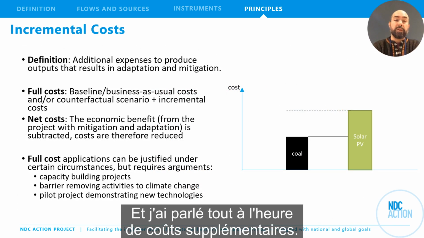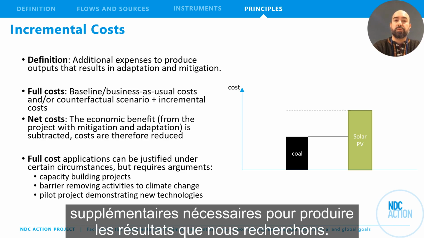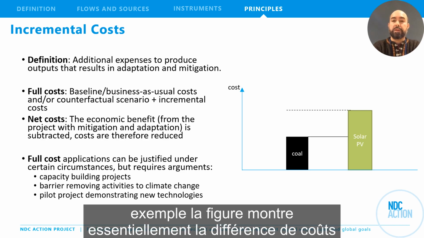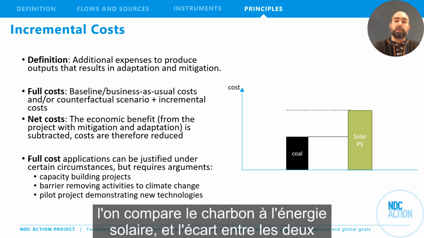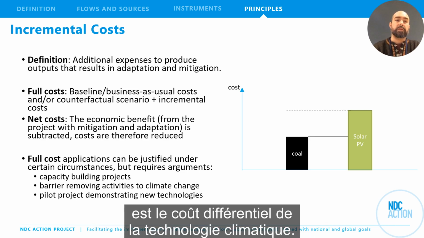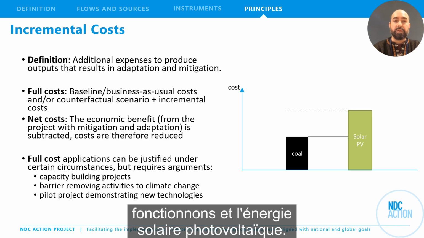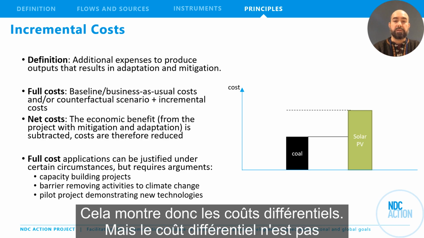And I mentioned incremental cost earlier, and basically it's the additional expenses to produce the outputs that we seek, the climate output that we seek. In this example, the figure basically shows the difference of costs for power generation when we look at coal versus solar, and the gap in between them is the incremental cost of the climate technology. Now, the coal would be the business as usual costs that we operate with, and the solar PV here is the counterfactual scenario, so that shows the incremental costs.